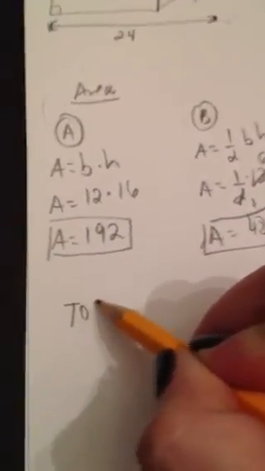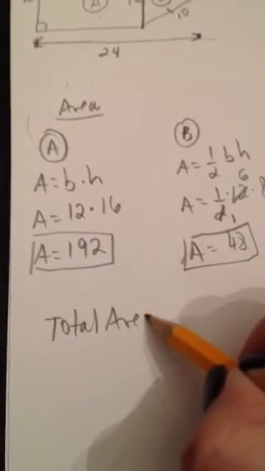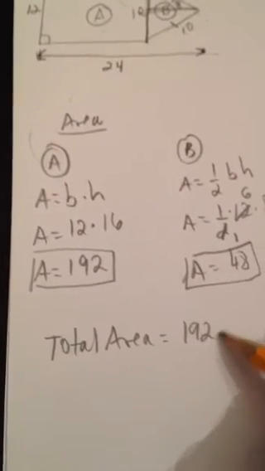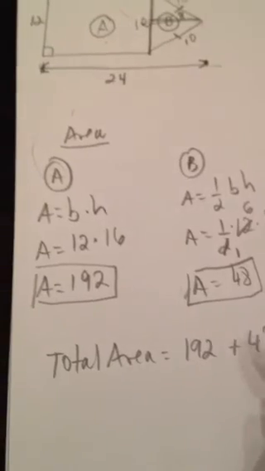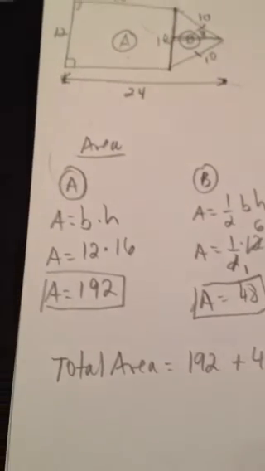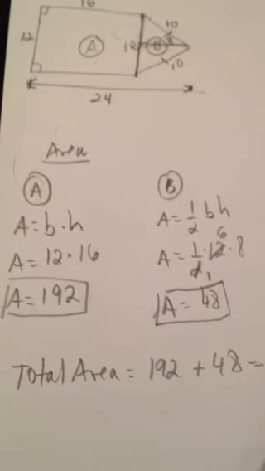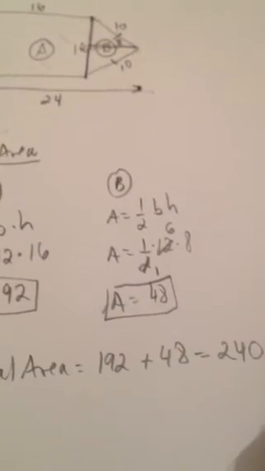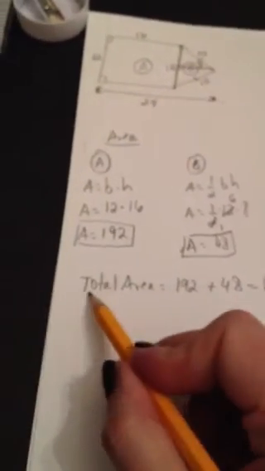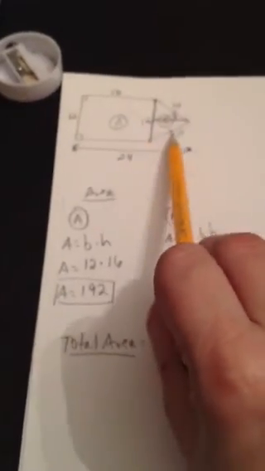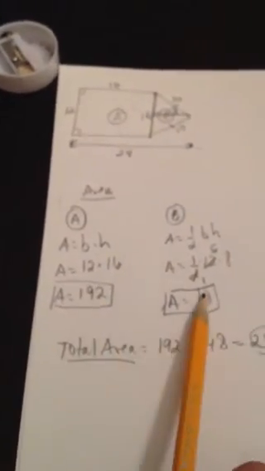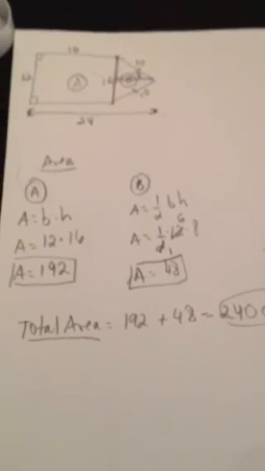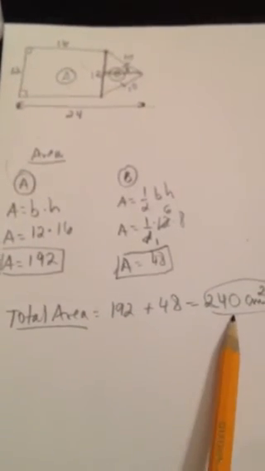The only thing I need to do to find the total area, and make sure that you write that down, total area, is to add them. So it's 192 plus 48, which is going to be 240, and the problem, I think, was centimeters, and we're talking area, so it's going to be centimeters squared. Okay, so very important. So break down the shape, find the area of A, find the area of B, and if you had a third one, you would find the area of C or D, as many as you want. And then to find the total area, you just add them up.